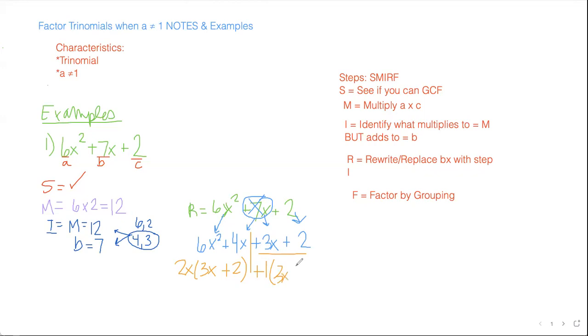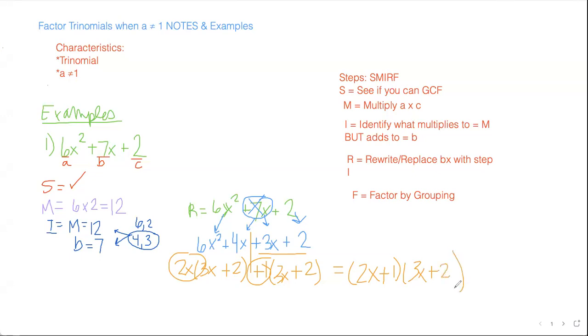So remember, in grouping, your 2 parentheses need to match in order for it to work, and it does. So now I'm going to take my 2 GCFs here, the 2x and the plus 1, and I'm going to put that into a parenthesis by itself, 2x plus 1. And then I'm going to rewrite what they have in common, which is 3x plus 2. And now I have factored by grouping.